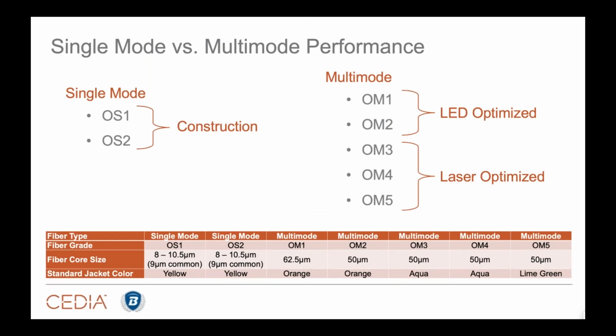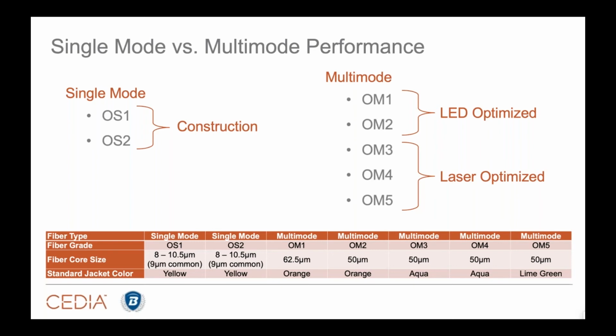Optical single mode, OS, comes in two different grades, OS1 and OS2, and it really speaks to the construction of the cable. The good news is most manufacturers, TechLogix included, standardize on OS2. But if you go into a project where OS1 has been installed, well, good news. You can splice the two together, no problem.